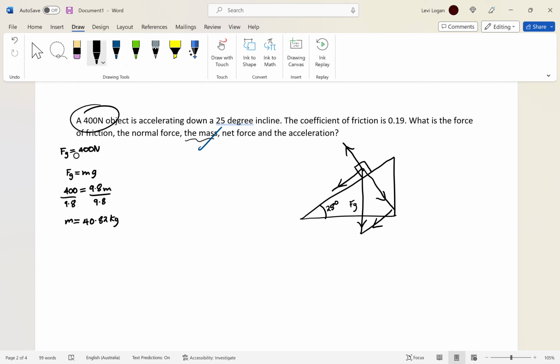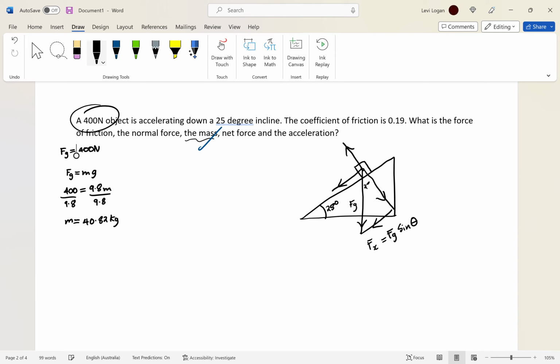Let's find the force, this force here. That force there is going to be the force in the x direction, so it's going to be F subscript x, which is going to be the force of gravity multiplied by the cosine, not the cosine, the sine of the angle.